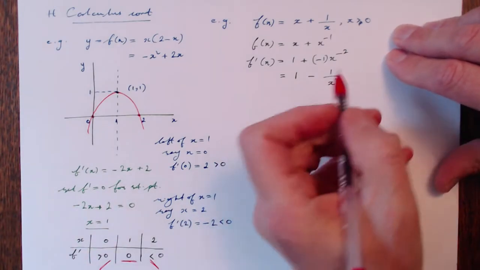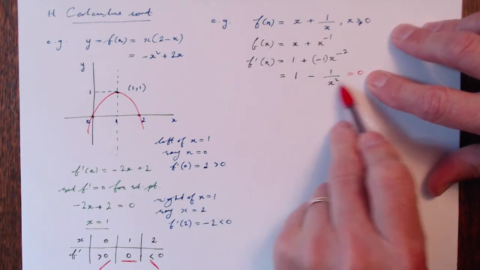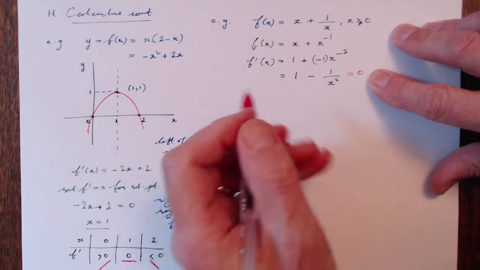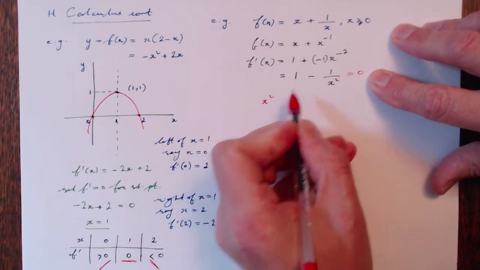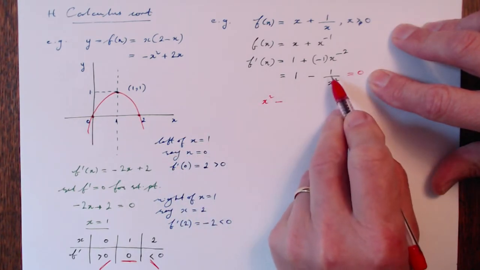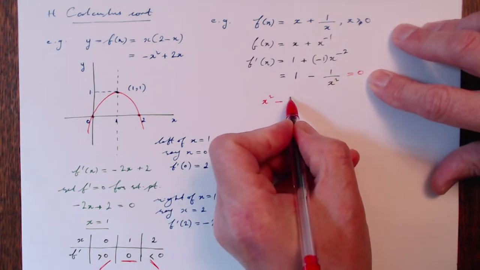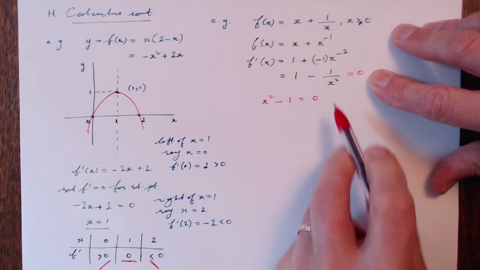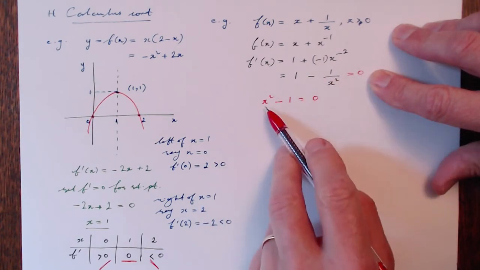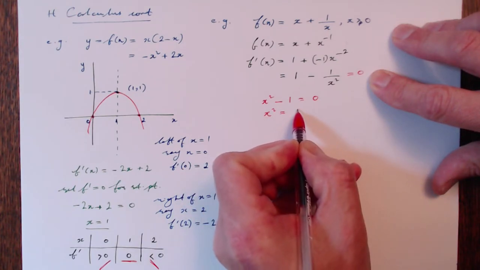So, on setting this equal to 0, let me rearrange this equation. If I multiply through by x squared, I have 1 times x squared is x squared, minus 1 over x squared times x squared is just 1, is equal to 0 times x squared is 0. So I've just rearranged this equation. Therefore, x squared is equal to 1.